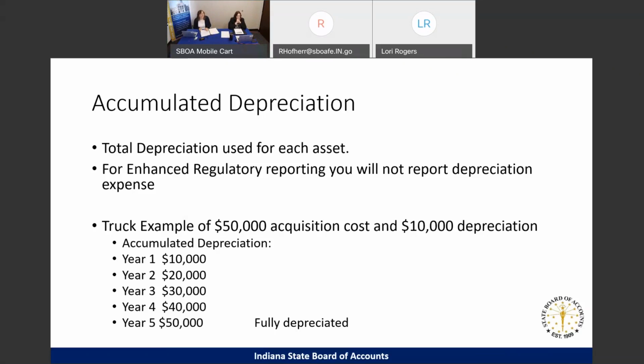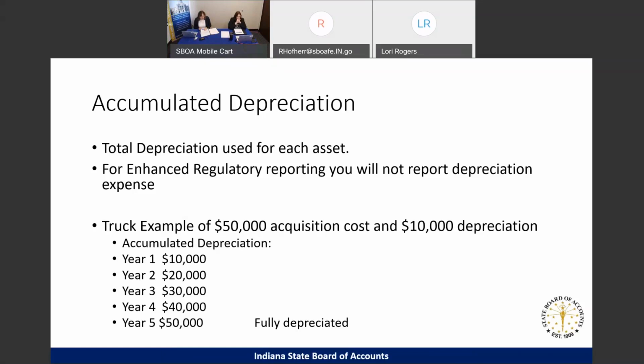Year 3, we've added another $10,000. We've got $30,000, and so on. At the end of year 5, we've gone through 5 years, $10,000 each year. So our accumulated depreciation is $50,000. Our truck was worth $50,000. That's what we've got on our capital asset. We've got our depreciation at $50,000, which means it's fully depreciated. We'll talk about book value a little bit later, but our book value would be 0 at this point.